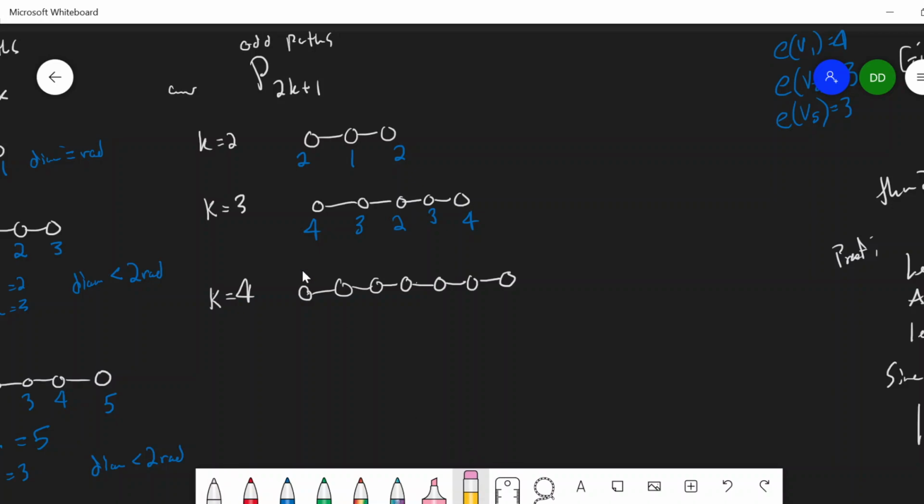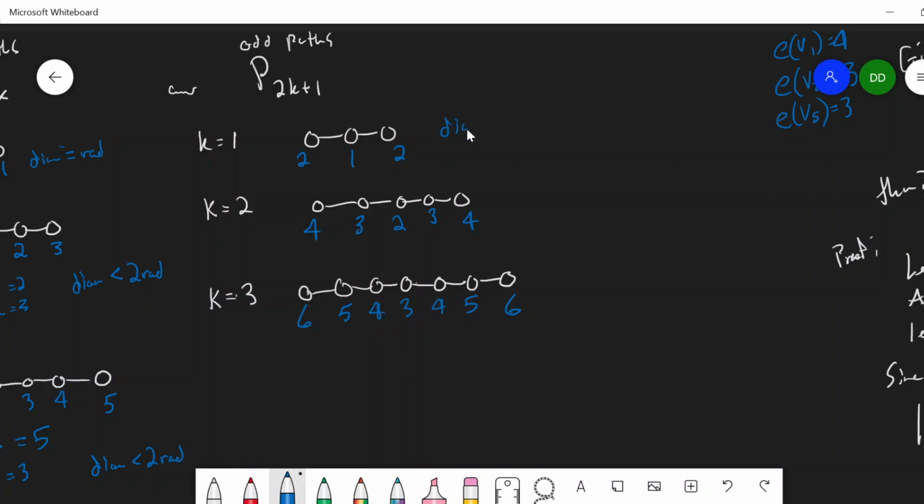Oh, I have this all messed up, don't I? This is k equals 1. Sorry. K equals 1, k equals 2, k equals 3. So I should have 7 vertices here, as I do. 1, 2, 3, 4, 5, 6. It takes 6 to get there. These are antipodal vertices. 5, 5, 4, 4, 3.